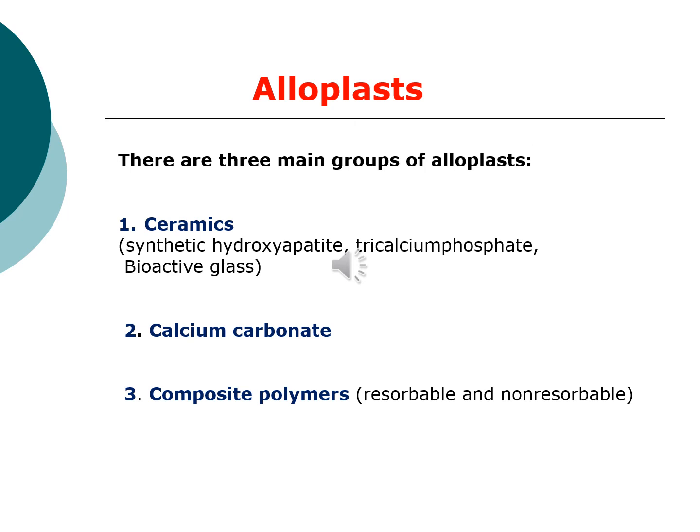So we'll go to the last part, that's alloplast. There are three main groups of alloplast. First is the ceramics, the calcium carbonate, and the composite polymers. Under ceramics, we have synthetic hydroxyapatite, tricalcium phosphate, and bioactive glass. And we'll see them one by one.